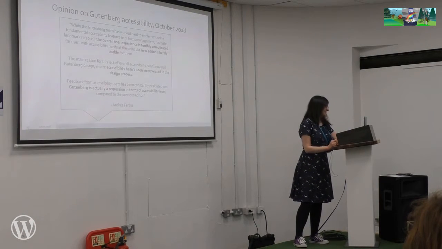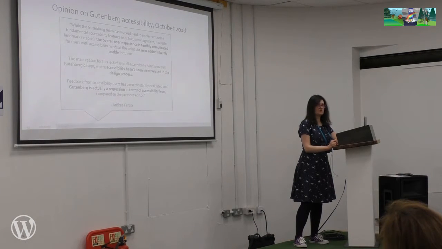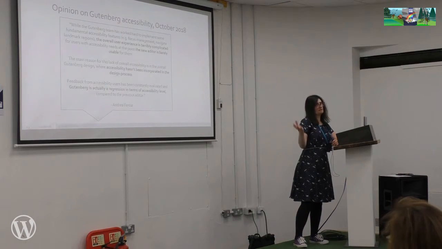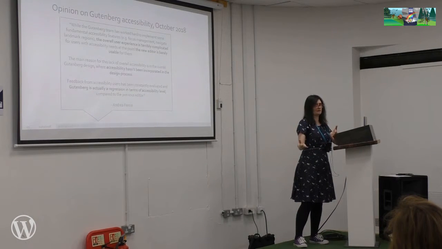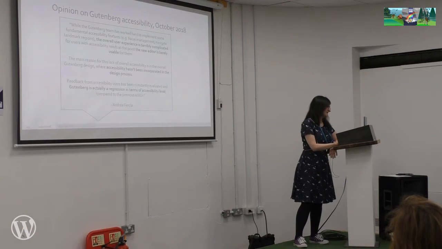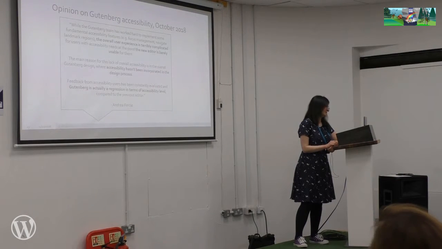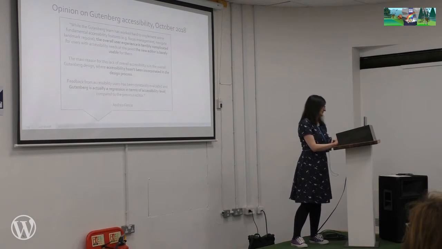And one big problem with this is accessibility has not been incorporated in the design process. And if you do know anything about accessibility, you know that it's something that should always be thought about from the beginning, because thinking about it at a later stage means basically remediating things, which is a lot harder to do than simply building it the right way in the first place. And finally, Gutenberg is described as a regression in terms of accessibility level compared to the previous editor. And I think that's fairly telling.